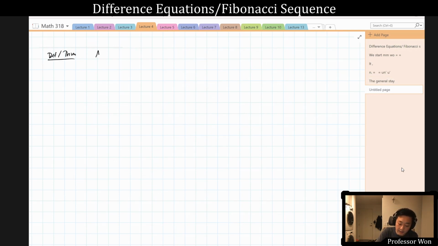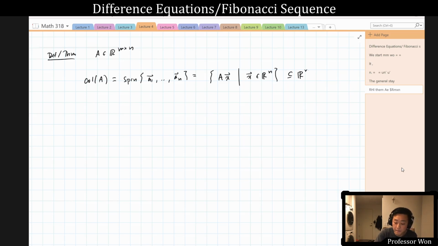So if A is an m by n matrix, then the column space of A is defined to be the span of the columns. Let me just use the same notation as in the previous slide. Sorry, there's n columns, but this is the same thing as every possible A times x where x is in R^n. This is a subset of R^m.